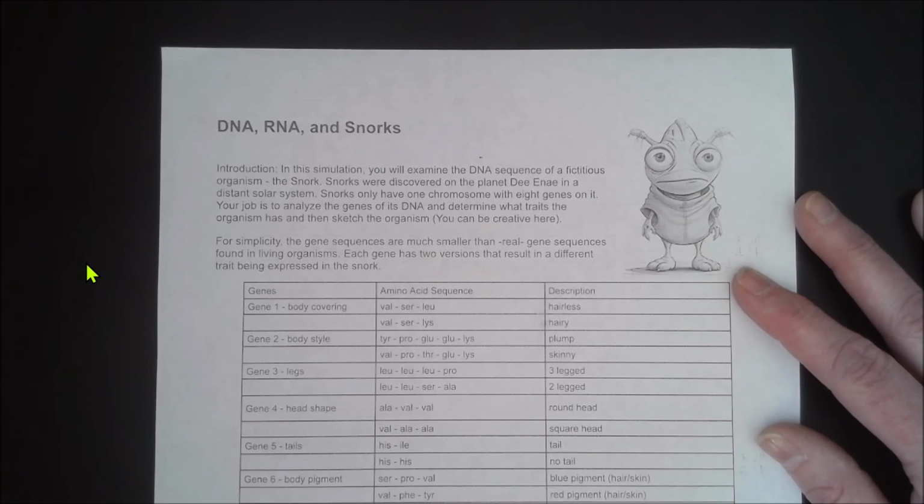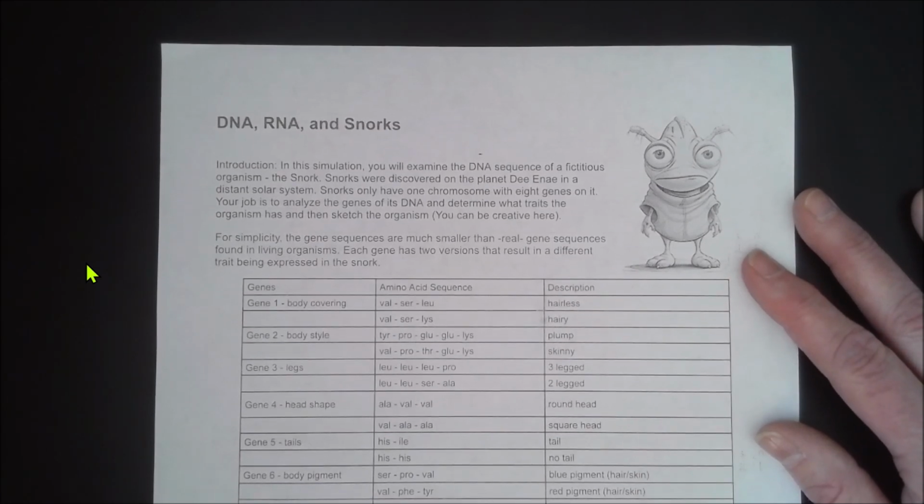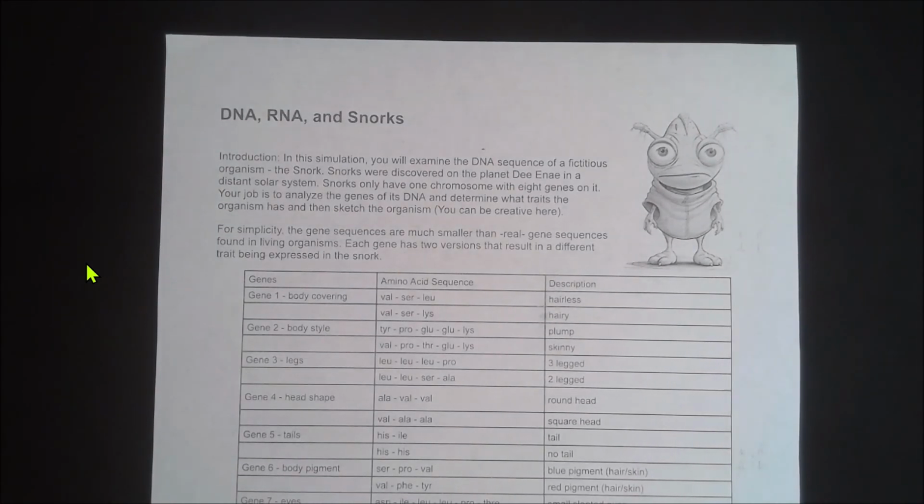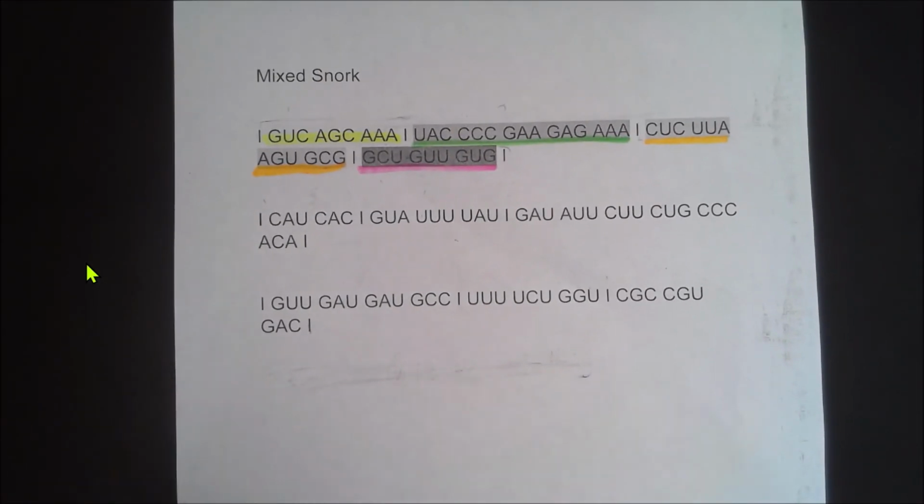Nice thing is the DNA samples have already been determined into RNA strands. And so all you have to do is go through and code for your amino acid with your RNA strand to figure out what gene type you have and the trait that is going to be there. So let's look at my mixed Snork. Now I made a mixed Snork so that my Snork would be different than your Snork.